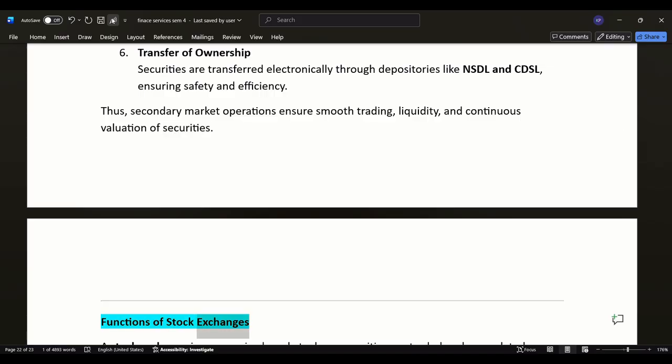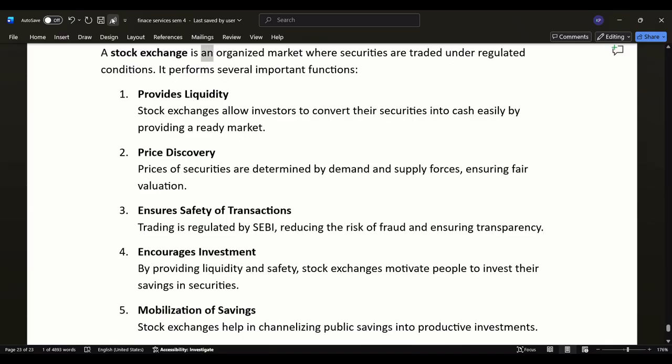Functions of stock exchanges. A stock exchange is an organized market where securities are traded under regulated conditions. It performs several important functions. Provides liquidity. Stock exchanges allow investors to convert their securities into cash easily by providing a ready market. Price discovery. Prices of securities are determined by demand and supply forces, ensuring fair valuation.